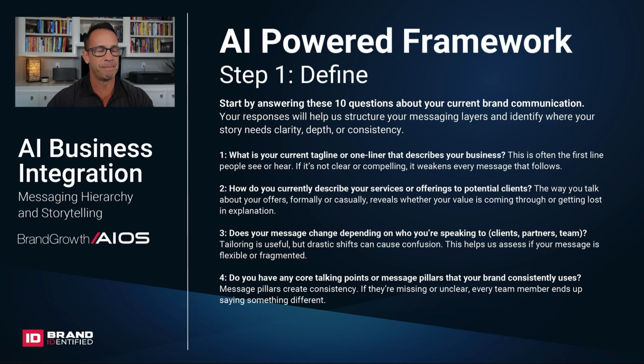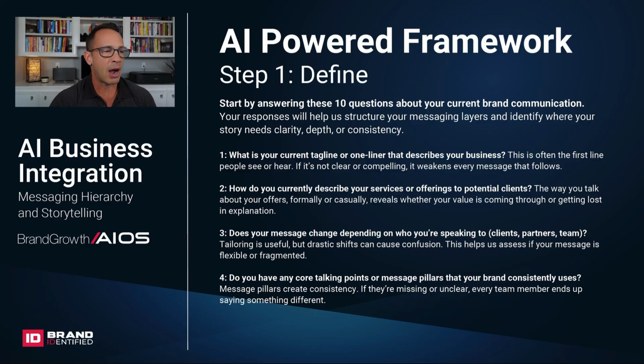So let's get started. First off, in this AI-powered framework is step number 1, and that is define. So start by answering these 10 questions about your current brand communications. Your responses will help us structure your messaging layers and identify where your story needs clarity, depth, and consistency. So the first question is, what is your current tagline or one-liner that describes your business? This is often the first line that people see or hear. If it's not clear or compelling, it weakens every message that follows.